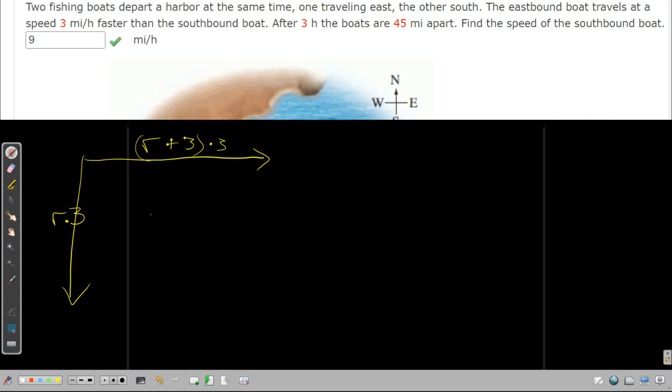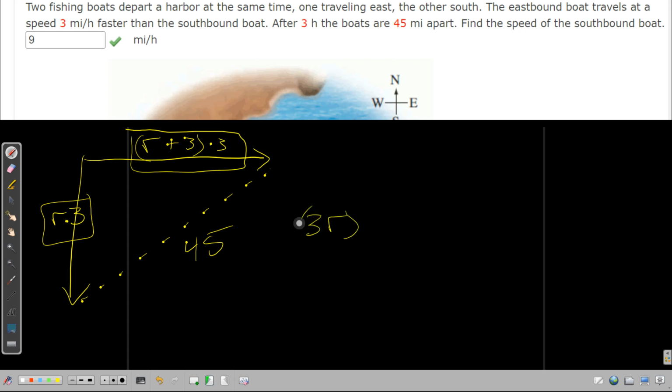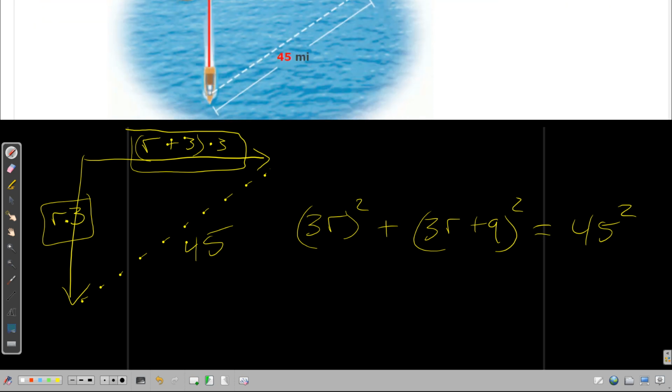So these quantities, this is the distance traveled by the southbound boat, and this is the distance traveled by the eastbound boat. And we are told that after going for 3 hours, they are 45 miles apart. So then, by Pythagorean theorem, (3r) squared plus (3r plus 9) quantity squared must be equal to 45 squared. And you just solve it from there.